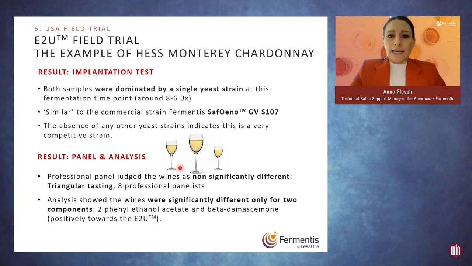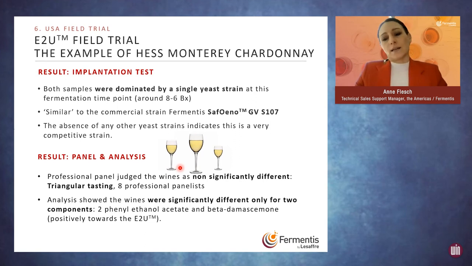And finally, like I said, we did an implantation test in both tanks, whether it was direct pitch, at a quite low, medium-low temperature, or rehydrated. Both tanks were dominated by one single strain, that was the GVS 107. There was an absence of other yeast strains, showing that in both cases there was a very competitive strain.